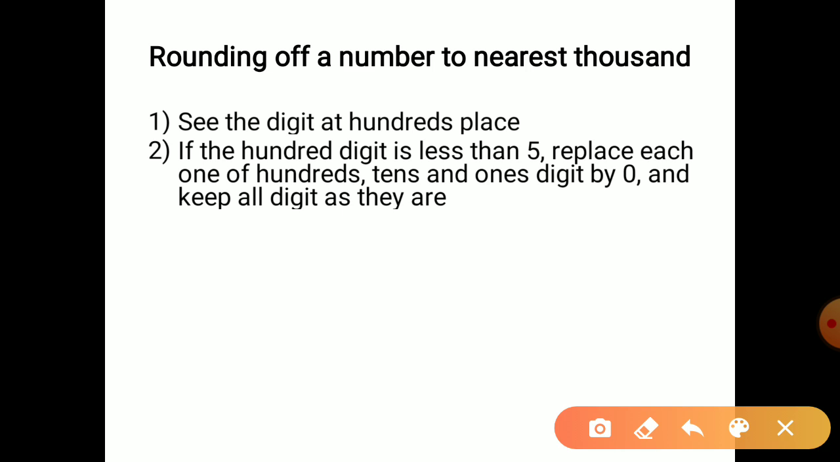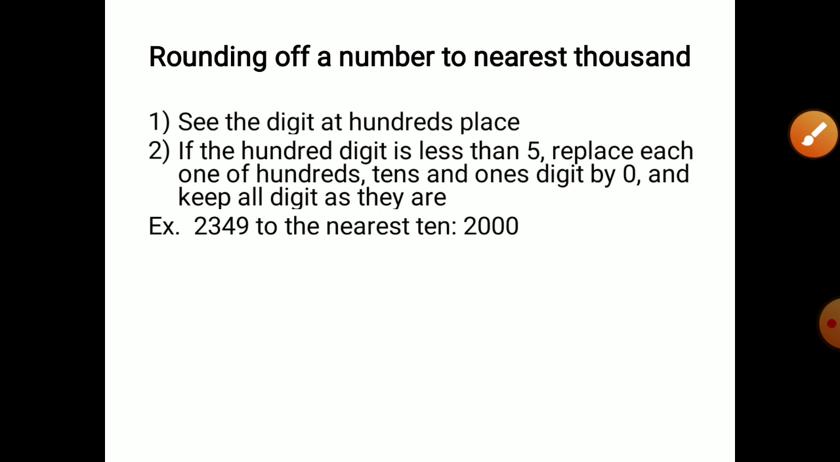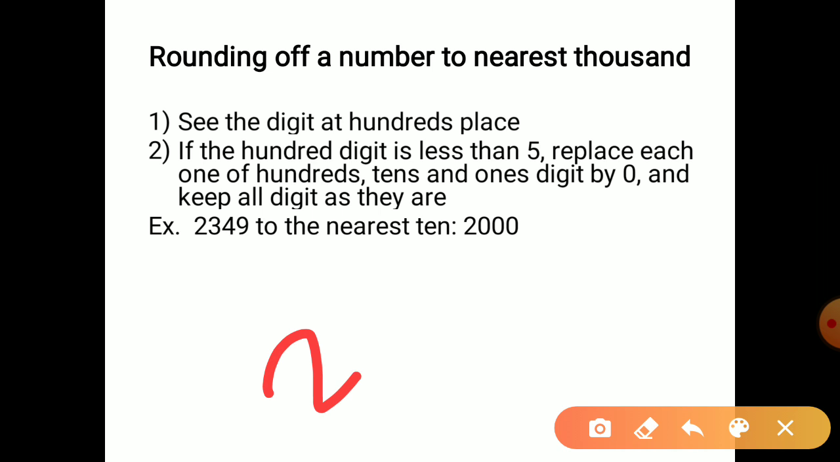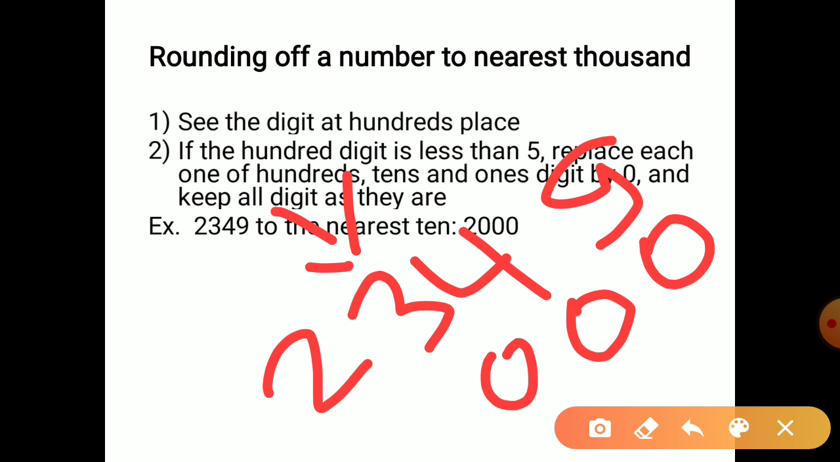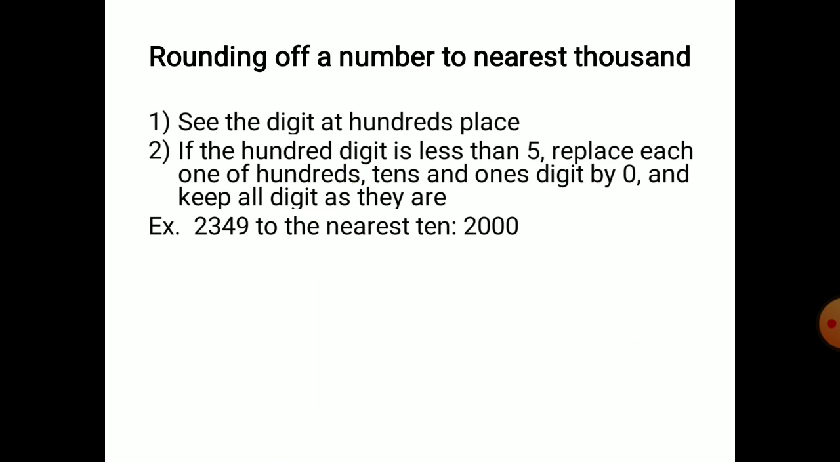See one example. Suppose my number is 2349, and you have to round off this number to the nearest 1000. So I will check the 100 digit, that is 3, and it is less than 5. So we will make all the digits on the right side 0, and on the left side we will write the same digit, that is 2. So our answer will be 2000.